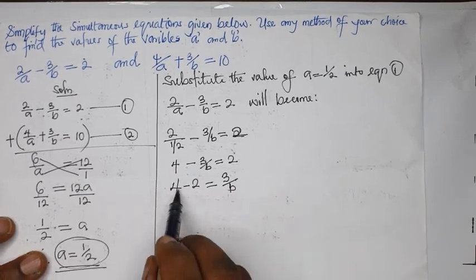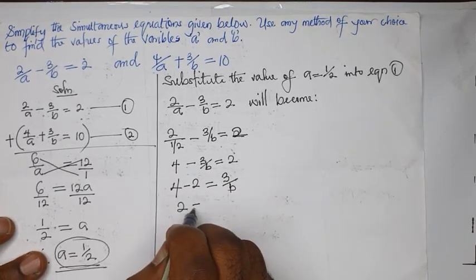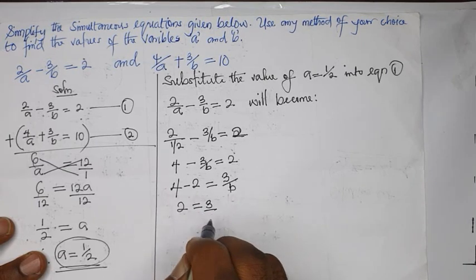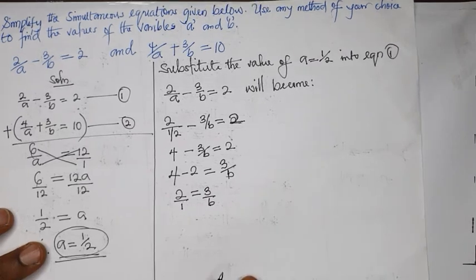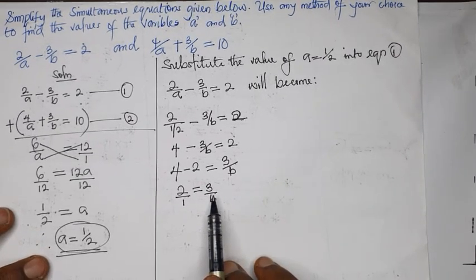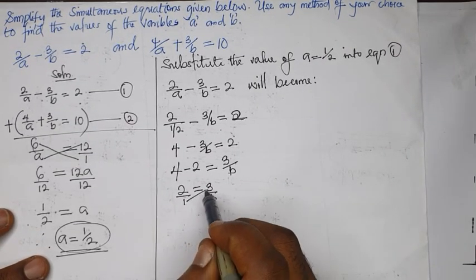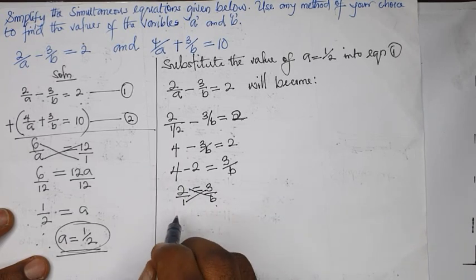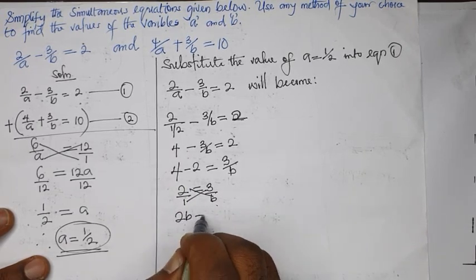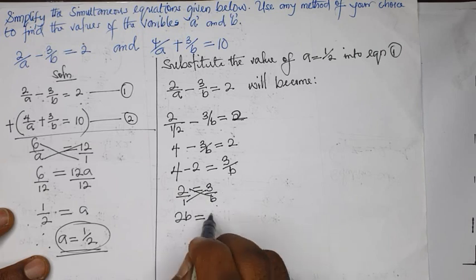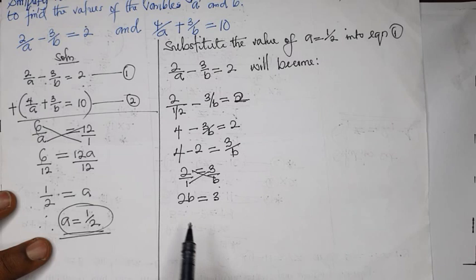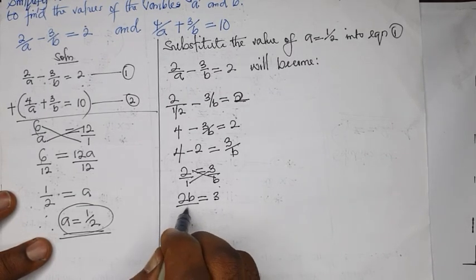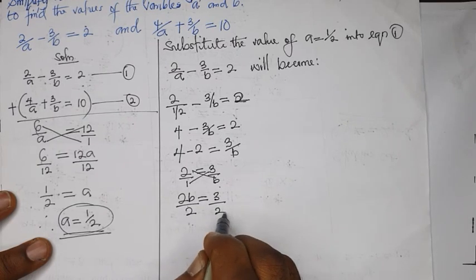So at this stage, 4 minus 2 gives me 2, and I have 2 whole is equal to 3 all over b. You can as well make this 2 whole to be 2 upon 1. Fractional, just like the right hand side. Okay, now cross multiply. b multiplies 2 to give us 2b is equal to 1 multiplies 3 to give us 3. Since our focus is to find the value of b, right here we have to eliminate 2 by dividing both sides of the equation by 2.